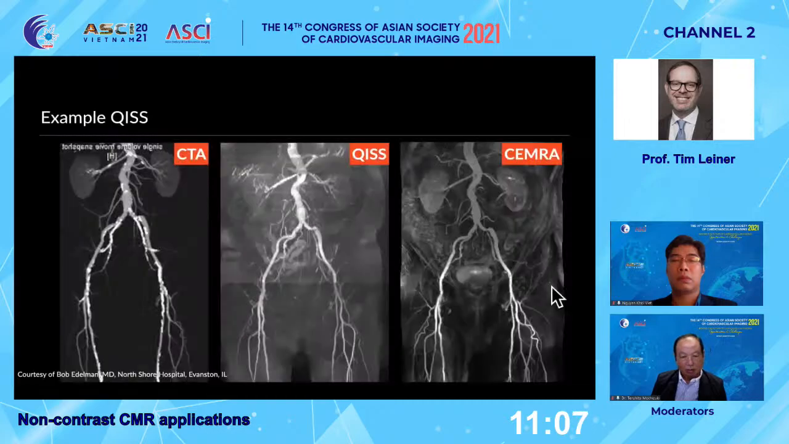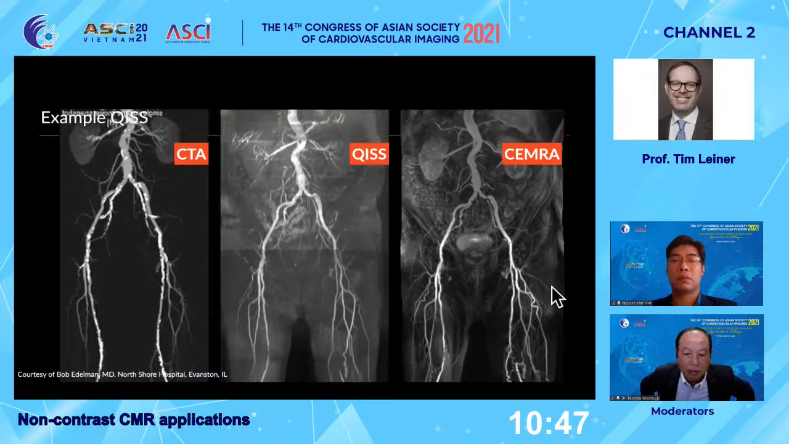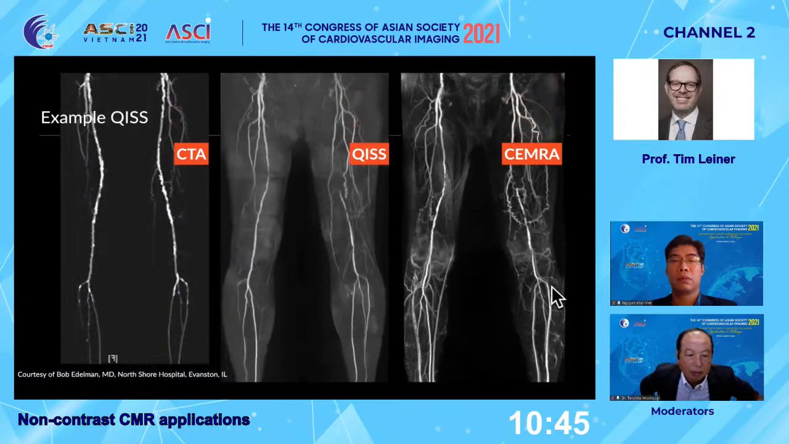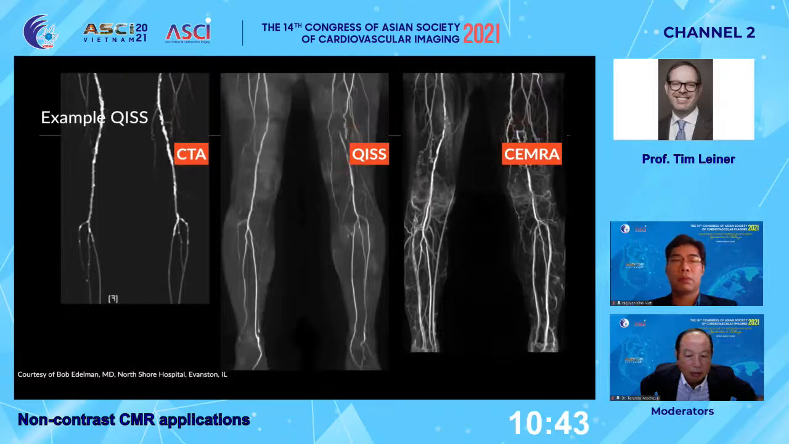Here are some examples given to me by Bob Edelman, the pioneer of this technique, and you can see beautifully that compared to the CTA on the left, the KISS acquisition shows near identical image quality. And on the right side, we can see a contrast-enhanced MR angiogram of the peripheral vessels. And if we walk down the vascular tree, you can also nicely see that the collateral circulation is depicted with high fidelity all the way down to the feet. So very powerful technique.